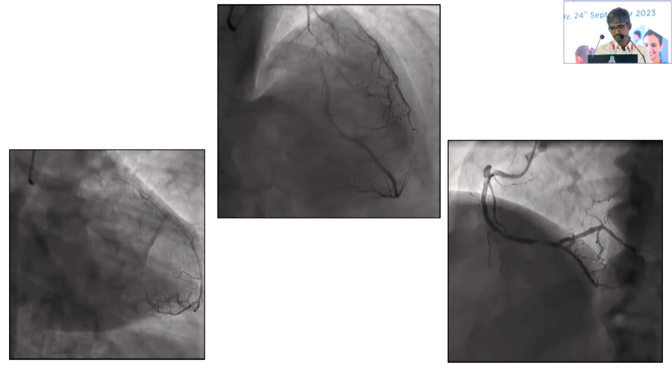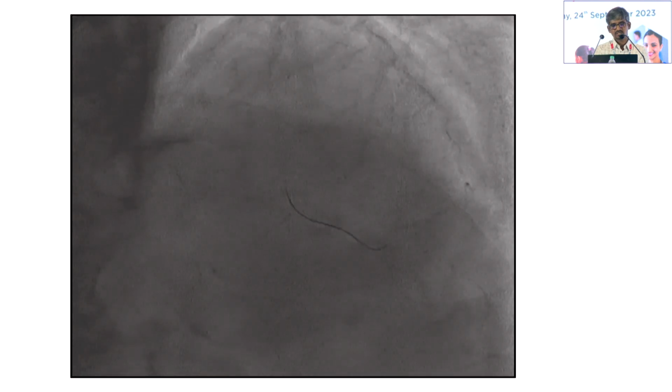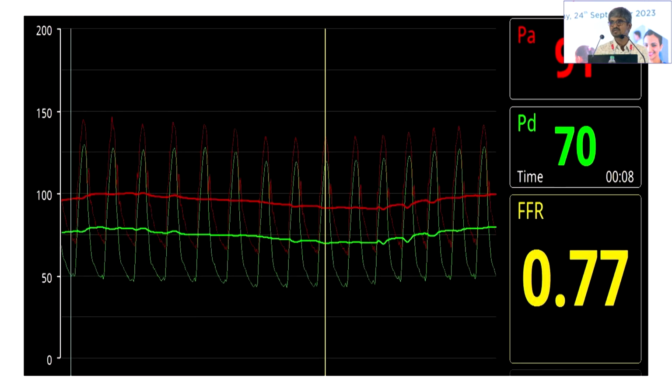So next, what is the management of the lesion? He had critical disease of RCA and LCX, and borderline disease of LAD. So whether to stent RCA and OM and medically manage the LAD, we want to know the significance of the mid-LAD lesion. So FFR was done to the LAD. The baseline is 0.89. After hyperemia, it is 0.77. Anything less than 0.8 is a significant FFR. So this is technically a severe triple vessel disease.